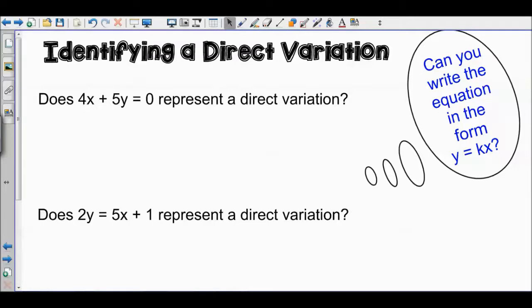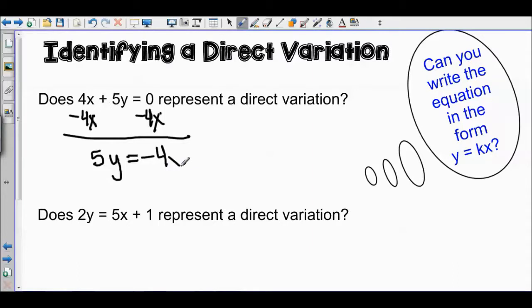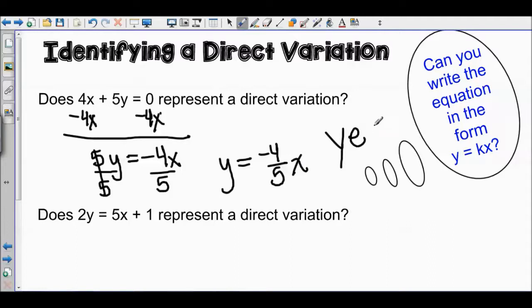If you're wanting to identify a direct variation, to see if an equation can be a direct variation, you ask yourself, can you write that equation in the form y equals kx? So let's test this one out. In order to isolate y, I'm going to have to move this 4x. So I move it by subtracting it on both sides. When I do that, I have 5y equals -4x. Still wanting to isolate y, I undo multiplying by 5 by dividing by 5 on both sides. That cancels. To clean this up, I have y equals -4/5x. My k value would be -4/5. The x is out there on its own. So yes, this first one is direct variation.